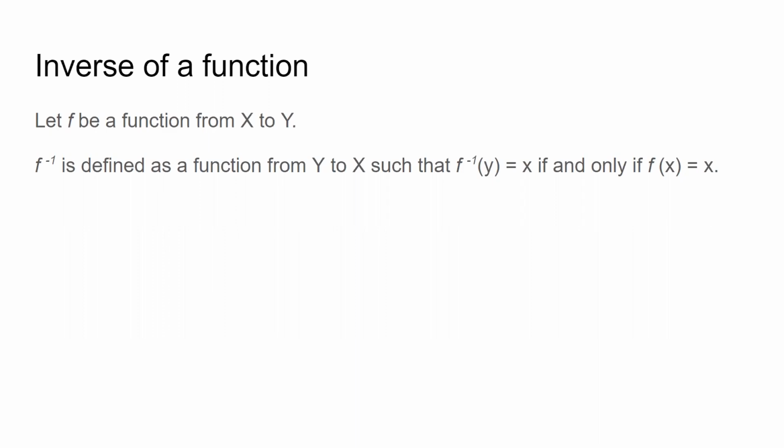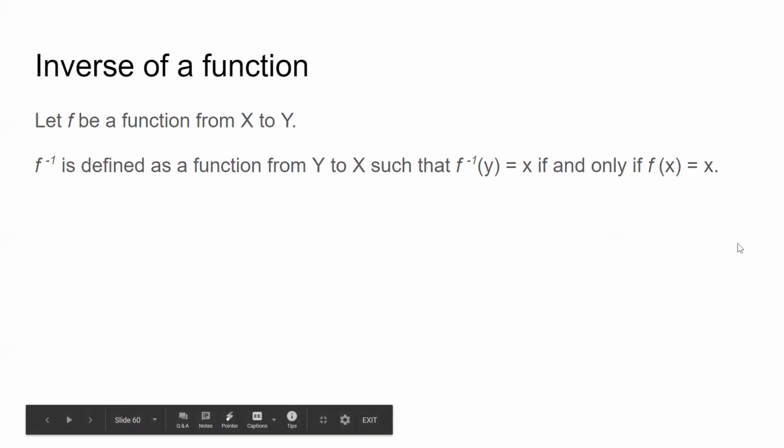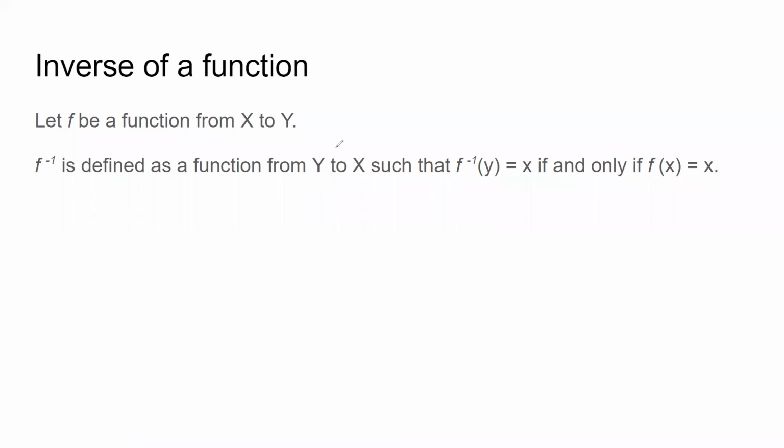All right. So I need some notion of what it means for two sets to have the same topology. But before I can define that, I need to first introduce a couple of concepts. So the first concept is the concept of the inverse of a function. So let f be a function from X to Y. Then f inverse is defined as a function from Y to X such that f inverse of y is equal to x if and only if f of x, oops, there's a typo there, is equal to y.